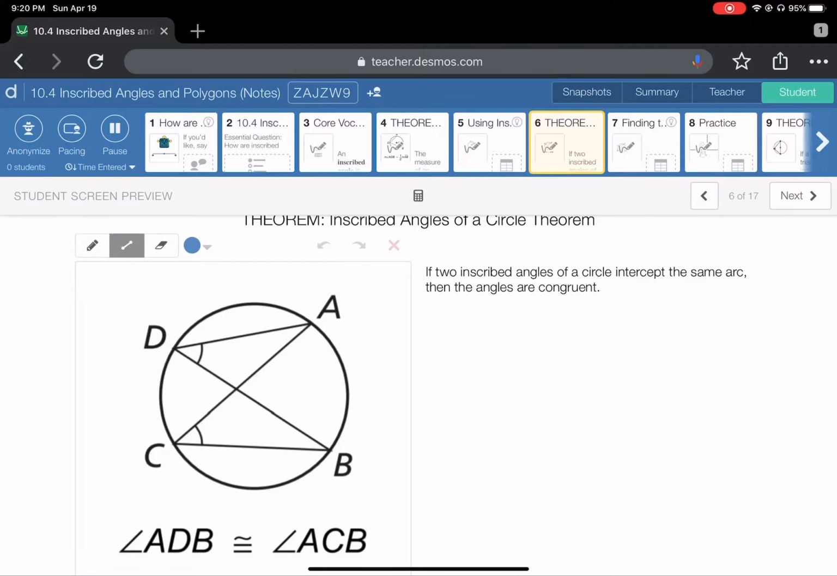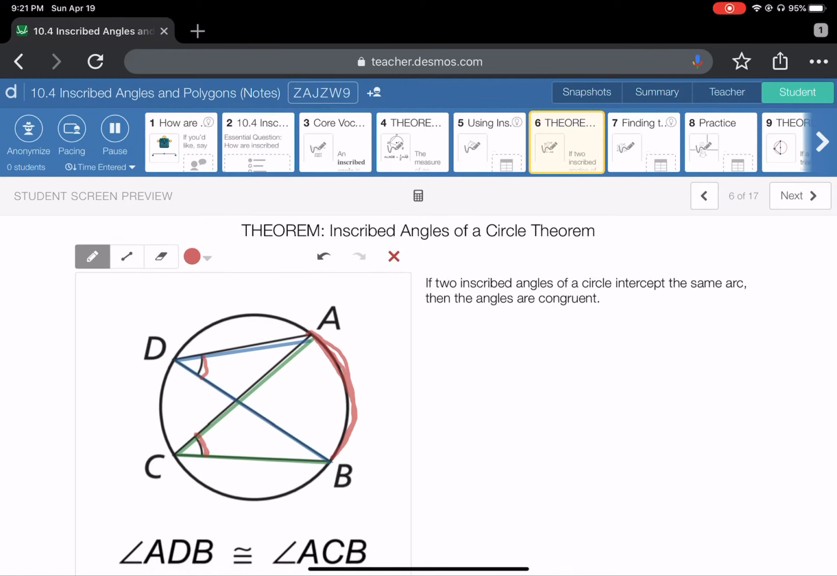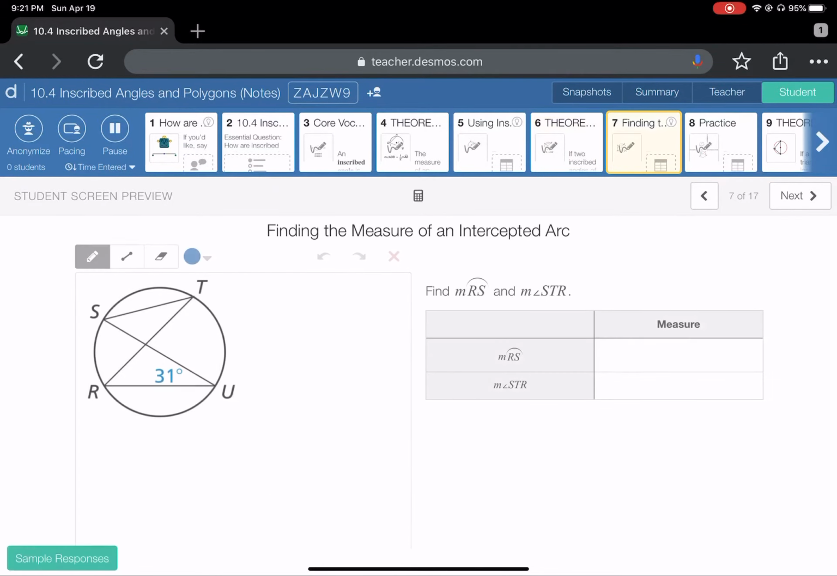So I have here two angles. I have this one here, and I have this one here. Notice how both of those angles have the same subtending arc. So this arc AB is a part of both angles, belongs to both angles. Because they do that, I know that the two angles here have to be the same. Okay, so that is the inscribed angles of a circle theorem.